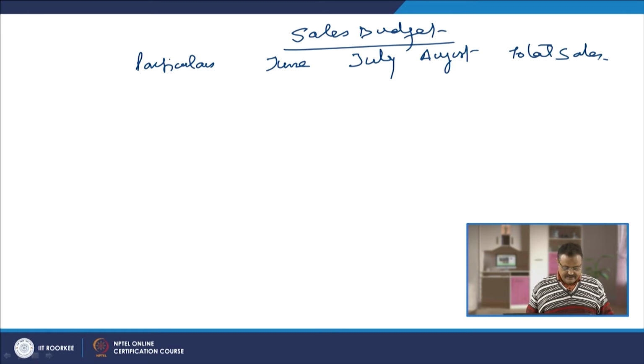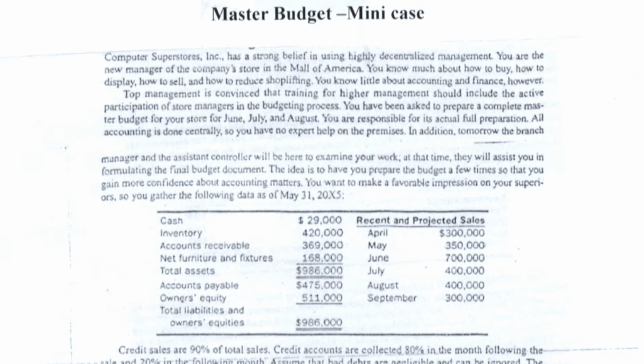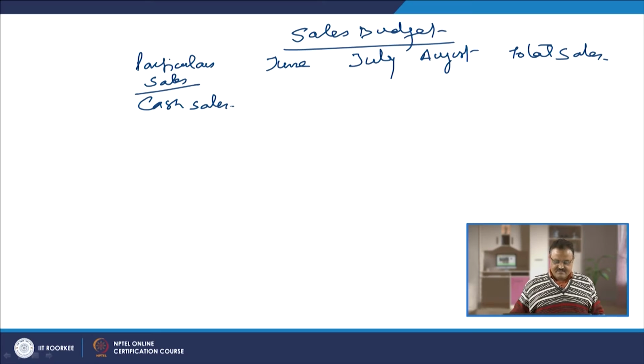We will start with the total amount of the sales. Particulars means the sales, and it is divided into 2 parts. The first part is the cash sales. So, we write here the cash sales amount. The condition given to us in the case is that credit sales are 90% of the total sales. It means how much are the cash sales? Only 10%. So, if these are only 10% of sales, in the month of June, how much are we going to sell on cash?